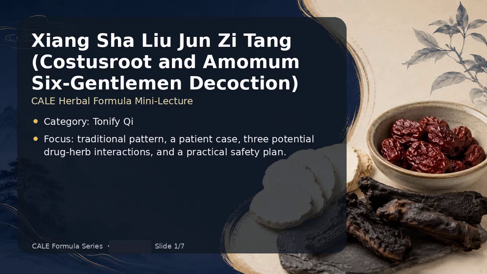Hello everyone. This presentation is on Xiang Sha Liu Jun Zi Tang, also called Costus root and Amomum Six Gentlemen Decoction. It is on the California Acupuncture Board herbal formula list. I will briefly review the traditional pattern, a hypothetical patient, 3 possible drug-herb interactions, and a practical management plan. The goal is to connect traditional Chinese herbology with modern medication safety in clear student language.